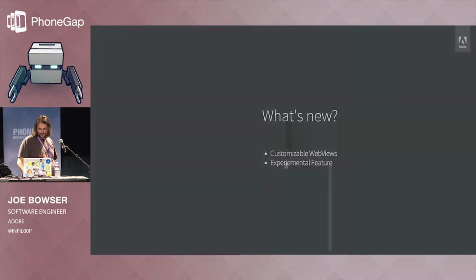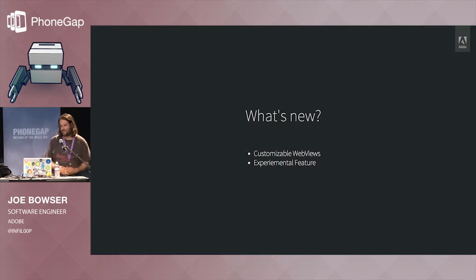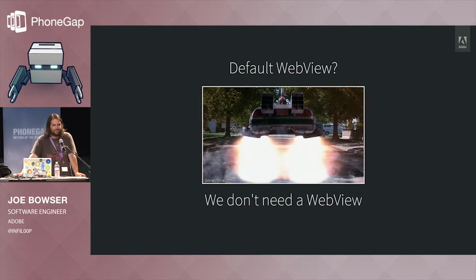So we're going to talk about customizable web views. It's an experimental feature. It's actually in the repository now under the 4.0.x branch. If you know Git, you can check it out, and I'll do a demo. And basically, we don't need default web views anymore. Where we're going, we just don't need them. And I'm blasting through these slides. I am what's standing between you and lunch too.